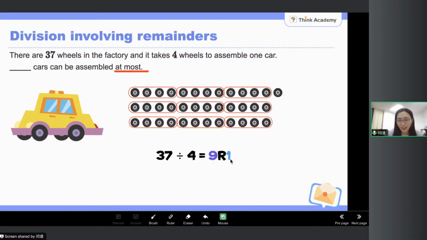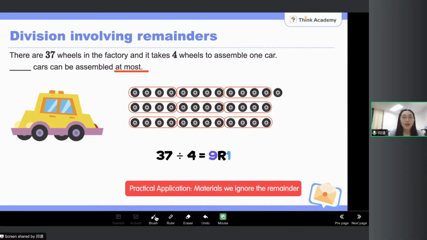But what about the final answer? Is it 9 or is it 10? 9 or 10? Okay, pay attention. It should be 9, okay? Because you see that after you make 9 cars, in the end, there's only 1 wheel. Can you make 1 car with 1 wheel? No. Why? Because according to the question, it takes 4 wheels to assemble 1 car, okay? So that is why the final answer is just 9. You don't need to plus 1.